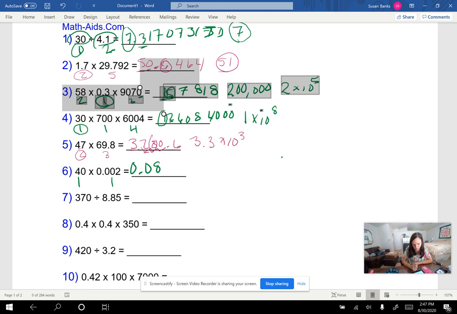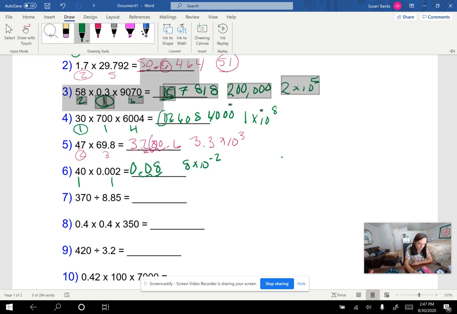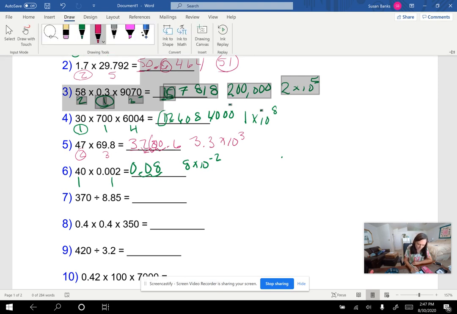That only gives me 1 significant figure, or I could write it as 8 times 10 to the negative, let's see, 1, 2. Okay. So I had to move my decimal place to the right 2 times, so that gave me a -2. All right, let's look at number 7.